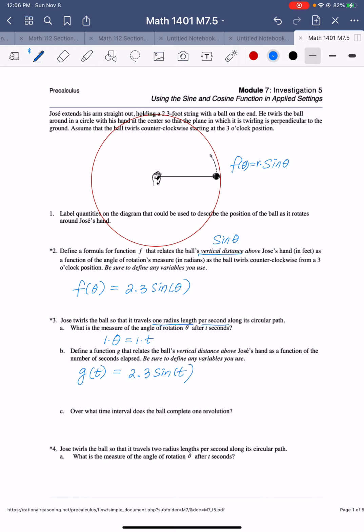And C, over what time interval does the ball complete a revolution? One revolution takes 2 pi radians, and the radian is the same as time, so the ball completes 1 revolution, which is 1 complete cycle, in 2 pi seconds, about 6.28 seconds.